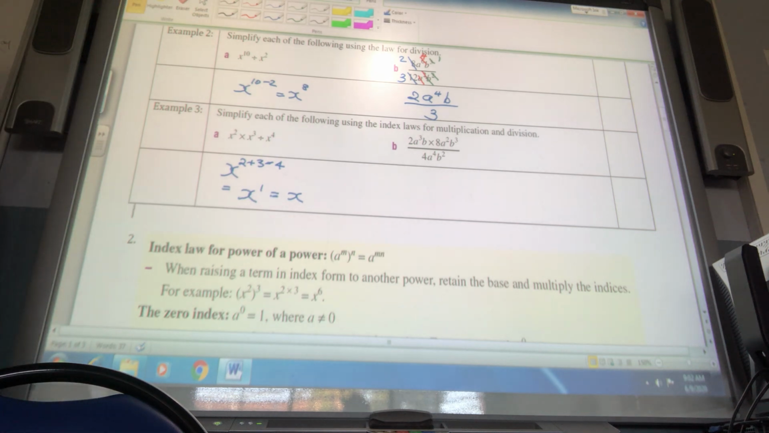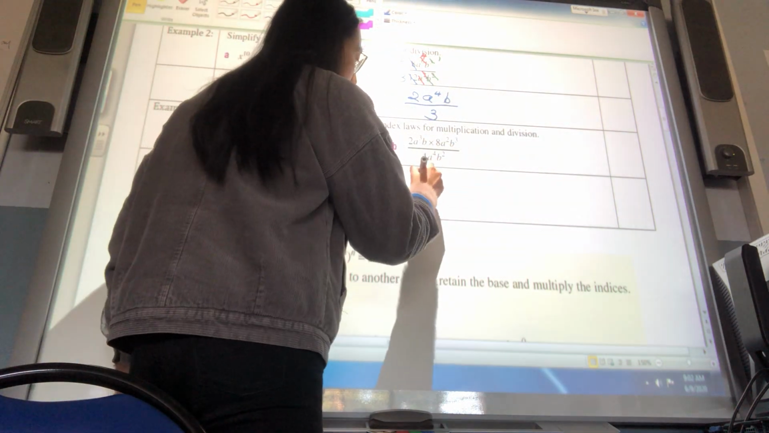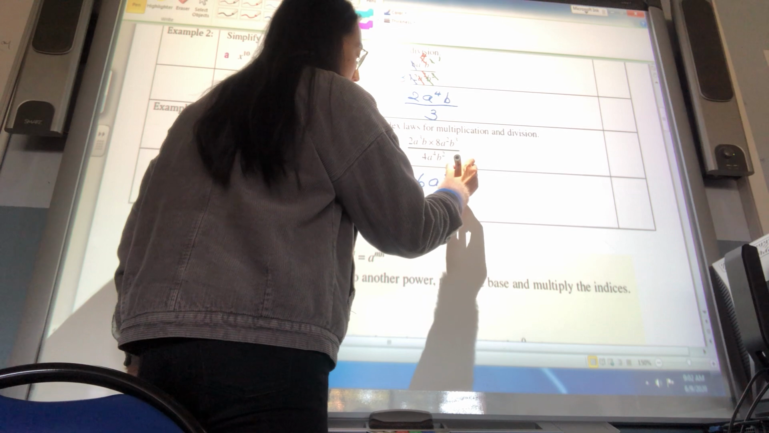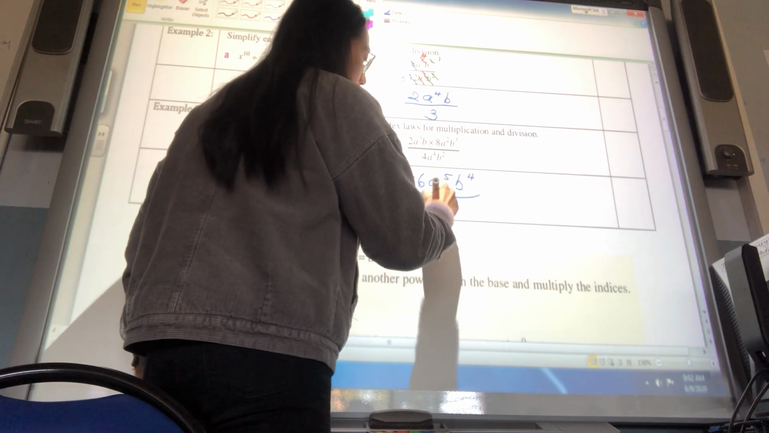Second one. Sarah, can you tell me how to do it? You can do it without multiplying them together, but I think if you times them together first, it will make your calculation a lot easier, right? So can you tell me what goes on the top? 16. Yeah. A to the power of 5 and b to the power of 4. Very good. On the bottom, it doesn't change.